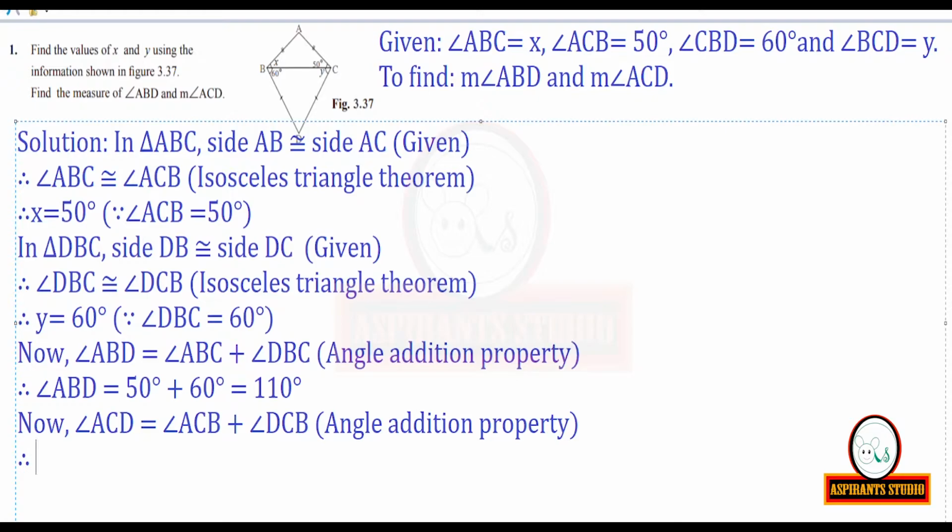Because in the figure, measure of angle ACB is given as 50 degrees and the measure of angle DCB is given as Y, but we have found out the value of Y as 60 degrees. So now 50 plus 60 will become 110 degrees.